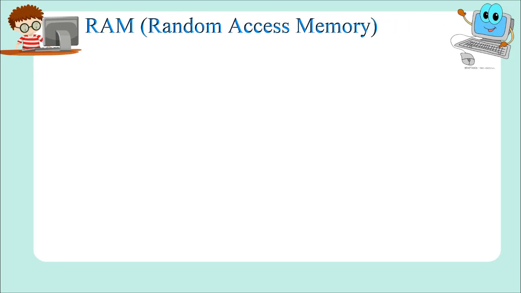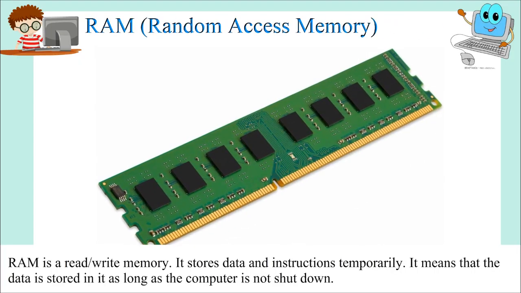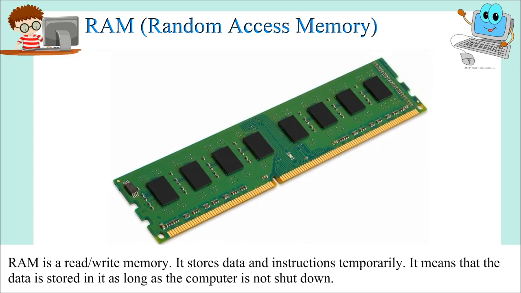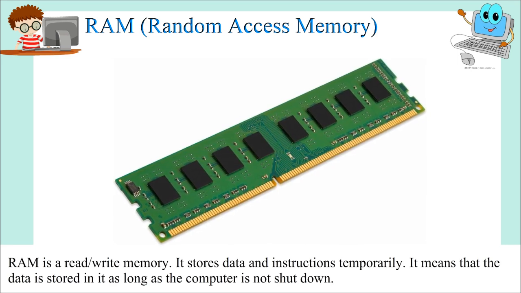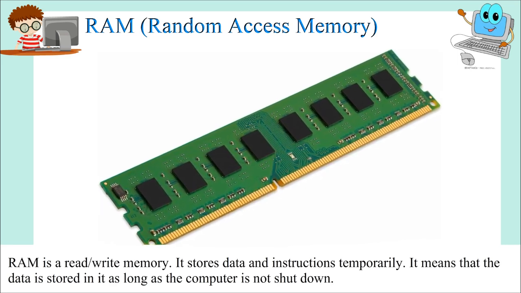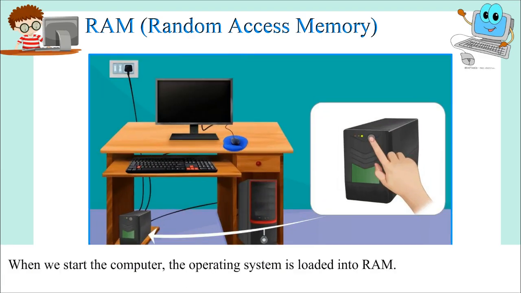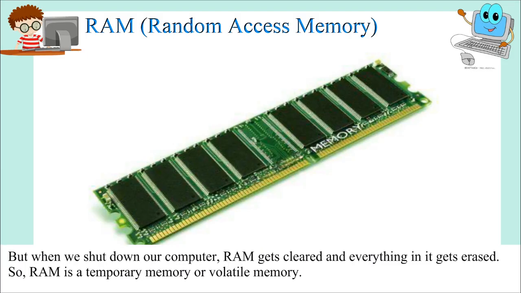Primary memory is of two types: RAM and ROM. RAM, random access memory. RAM is a read-write memory. It stores data and instructions temporarily. It means that the data is stored in it as long as the computer is not shut down. When we start the computer, the operating system is loaded into RAM. But when we shut down our computer, RAM gets cleared and everything in it gets erased. So, RAM is a temporary memory or volatile memory.